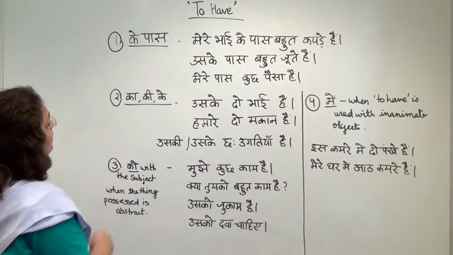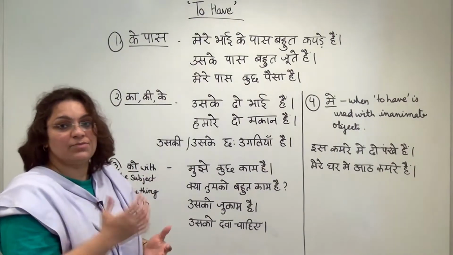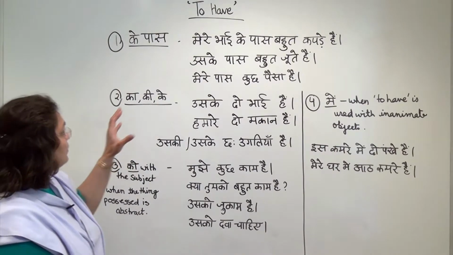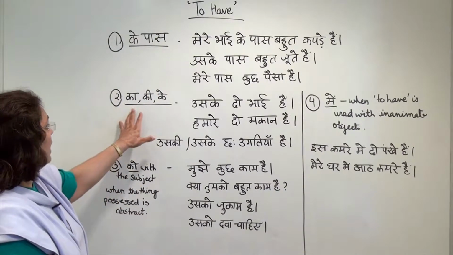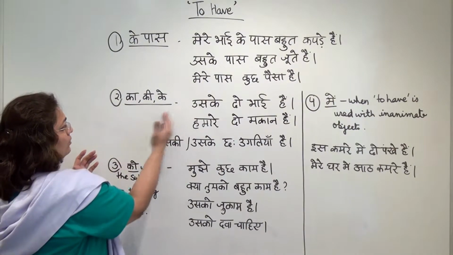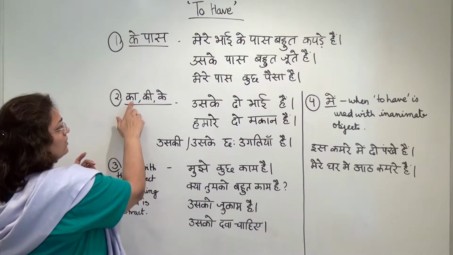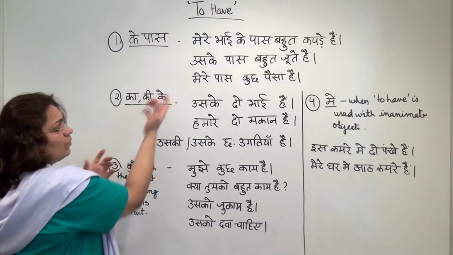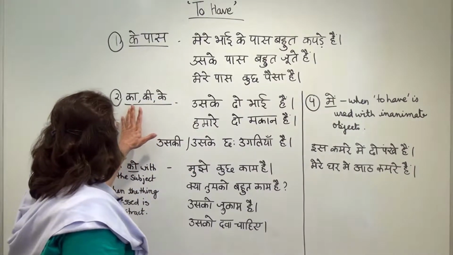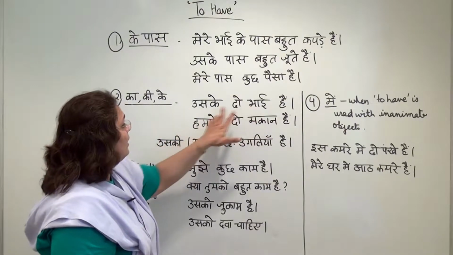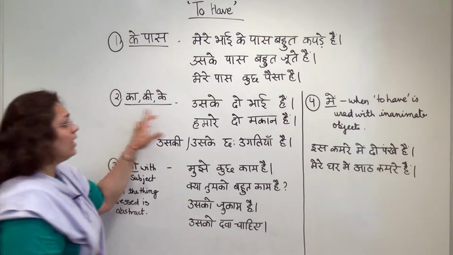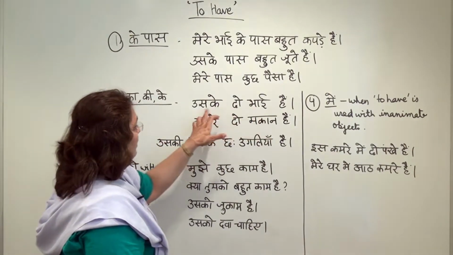So this is how you use ke paas. You use it right after the subject. Now, to have is also ka ki ke in Hindi. I mean, the way you add it to the word is ka ki ke, for masculine, feminine, and plural masculine, right? So you'll get to know. Now let's look at that. So uske 2 bhai hain. He has 2 brothers. So this also means has or have, right? Uske 2 bhai hain. He has 2 brothers.